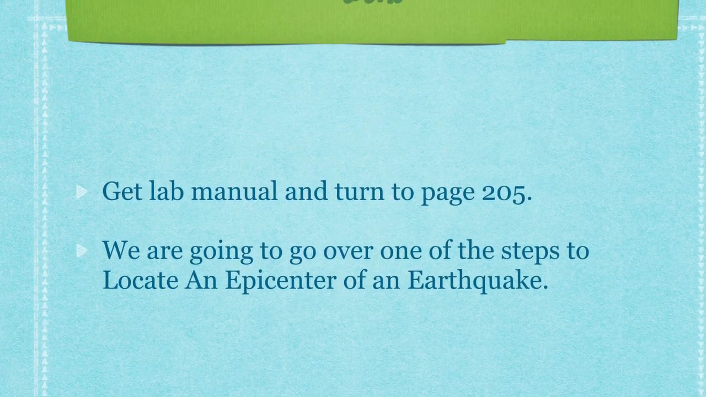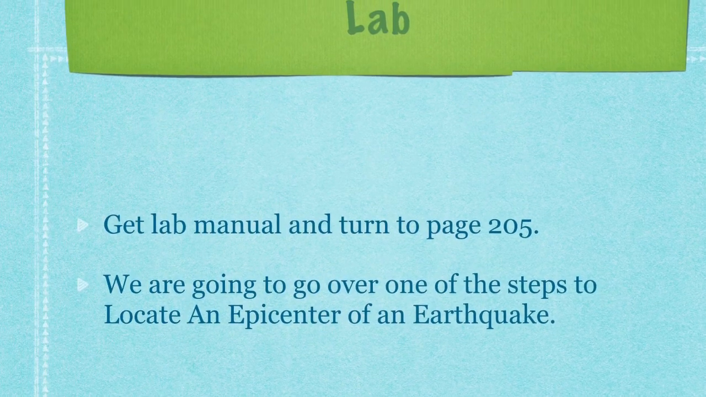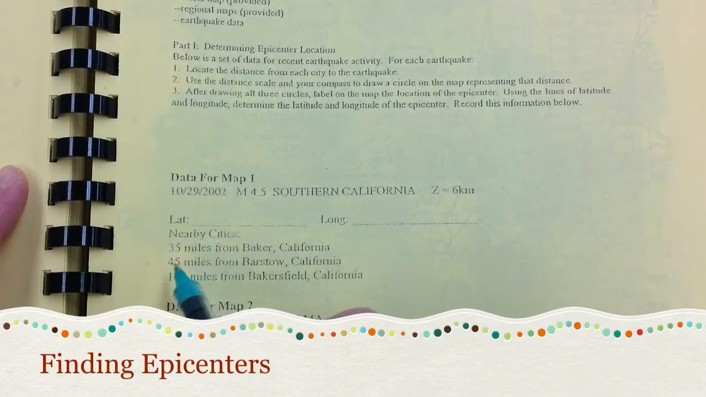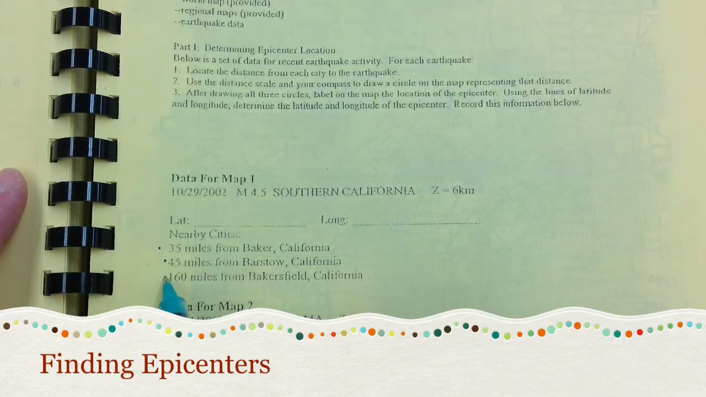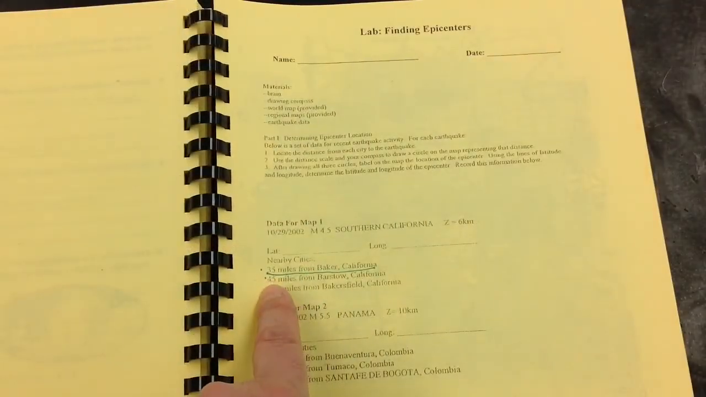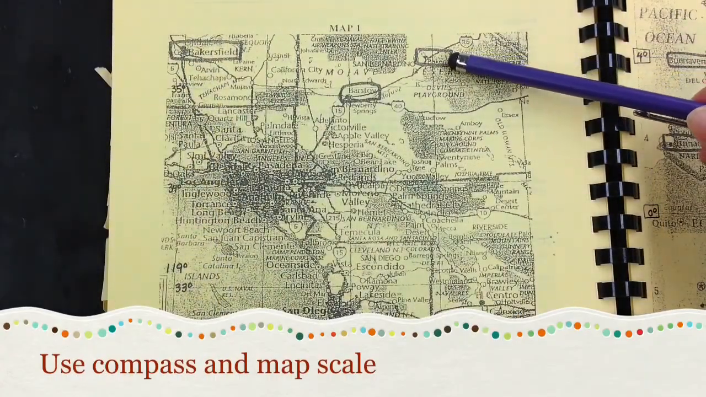Please make sure you have your lab manual and you've turned your page to 205 for today's lab called Locating an Epicenter of an Earthquake. So we're going to be locating an epicenter, and in order to do that we need information from 3 seismic stations. For instance, this is a Southern Californian earthquake, and we are going to start with Baker, California. That is 35 miles from the epicenter.